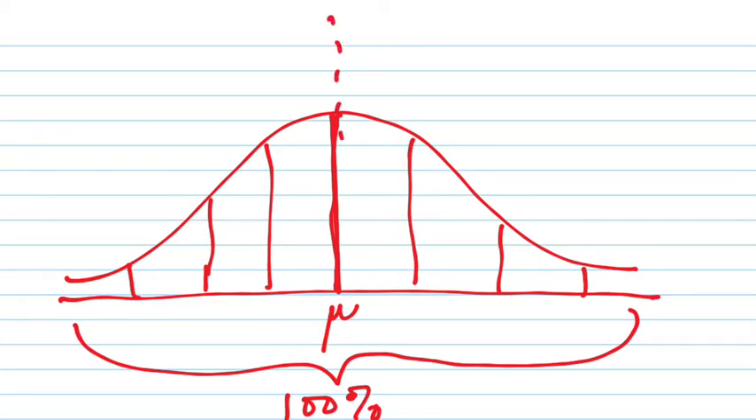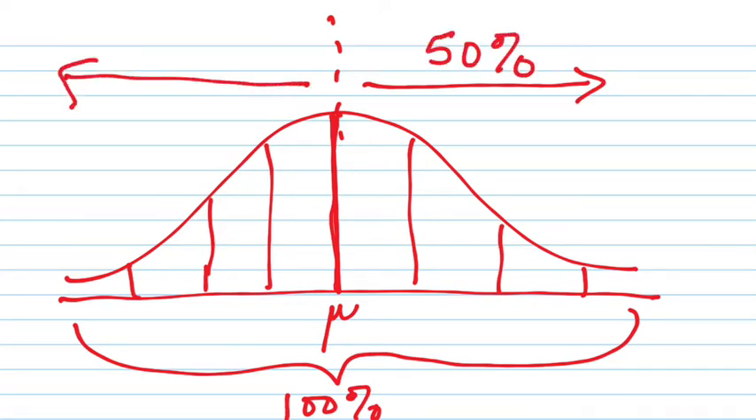And if the mean divides it in half, that means that 50% of the data is on this side of the mean, and exactly 50% of the data is on that side of the mean. And those values are critical. You need to make sure that you memorize that. It's pretty easy. It's very straightforward. Half on one side, half on the other.